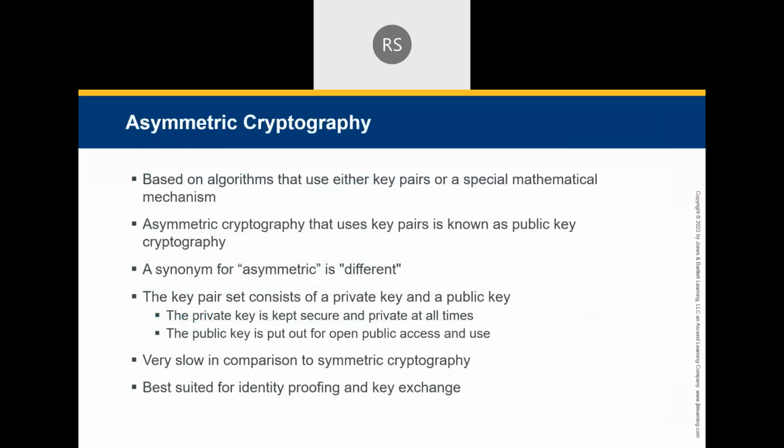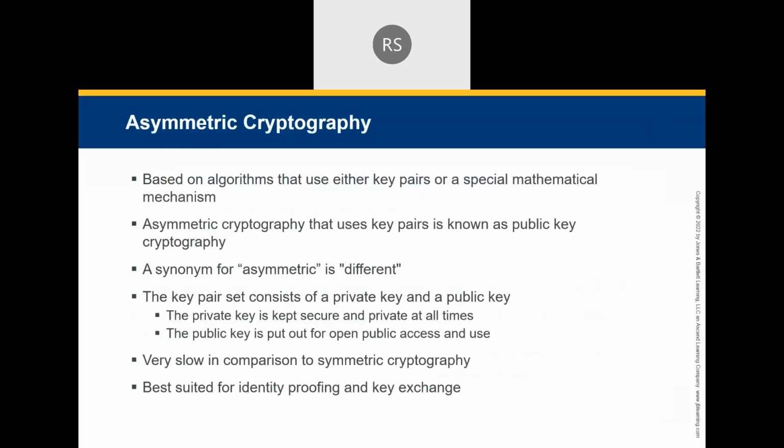So in this case, we've got asymmetric cryptography. So this is based on algorithms using either key pairs or special mathematical mechanisms. Asymmetric cryptography uses key pairs and is commonly known as public key cryptography. Asymmetric indicates the use of different keys for encryption and decryption. Now, the key pair set consists of a private key and a public key. So the private key is going to be kept secure and private at all times. The public key is put out open for public use and access.